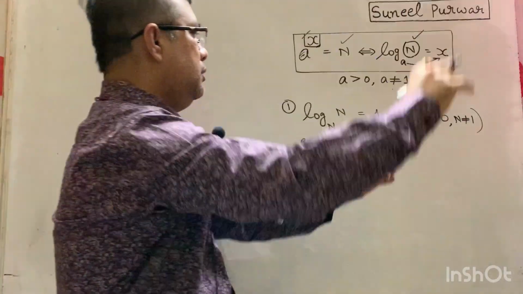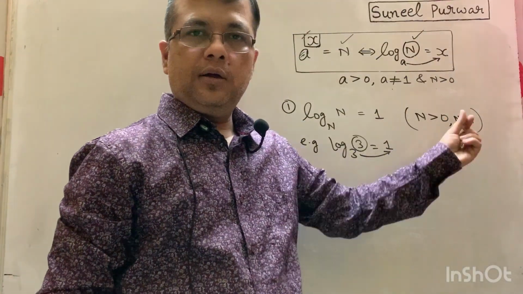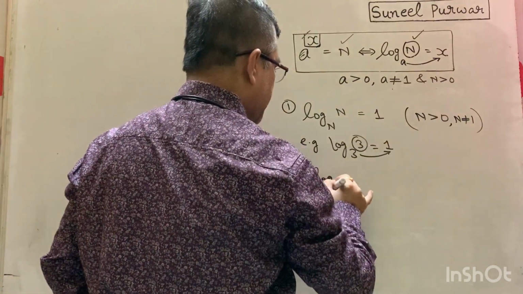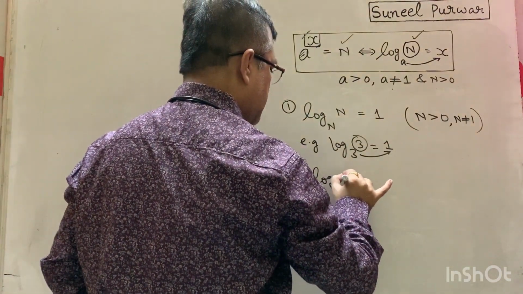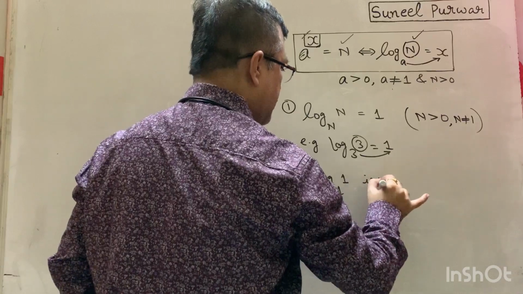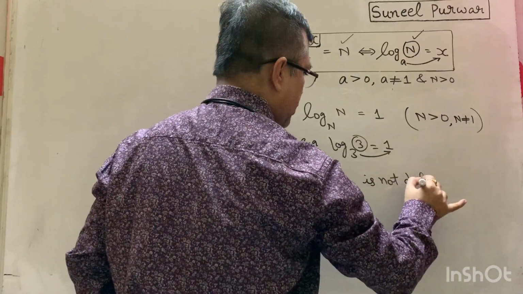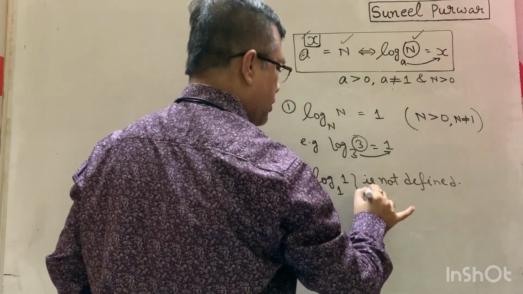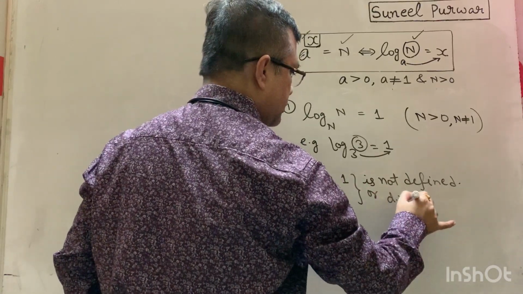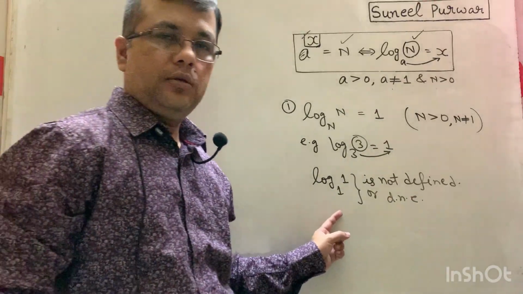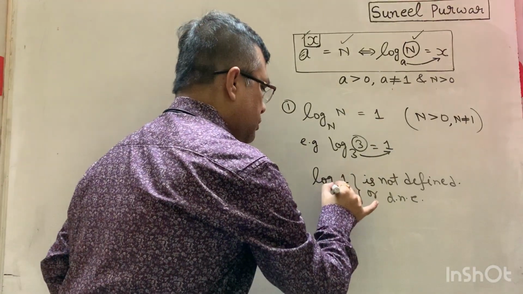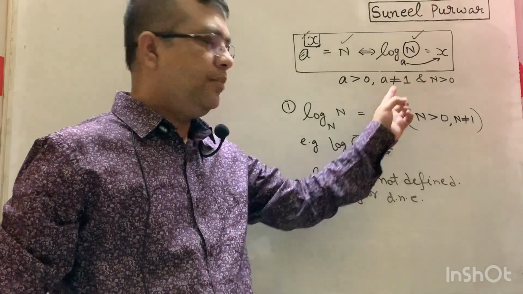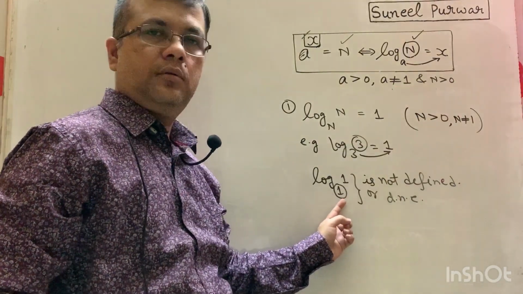So indirectly you come to know that log of 1 to the base 1 is not defined, or does not exist, because the base is 1. And I have told you, to find the logarithms, the base can never be equal to 1.